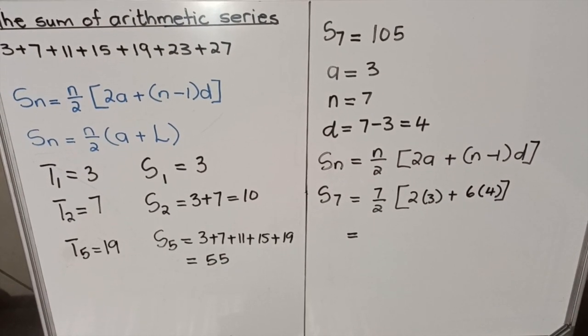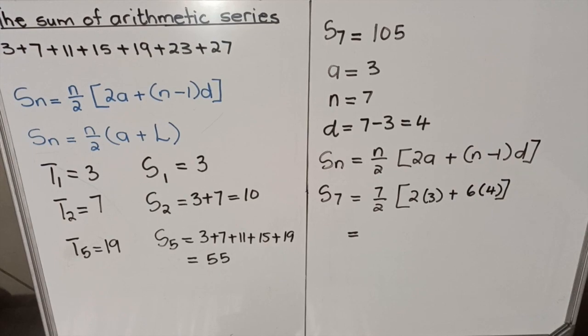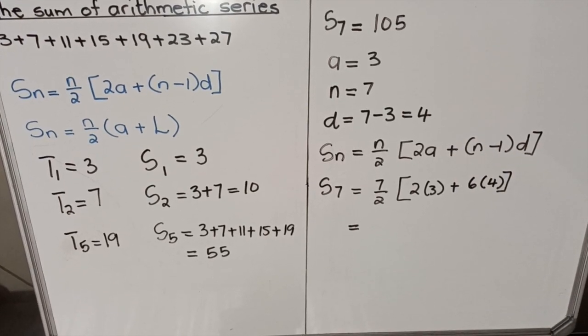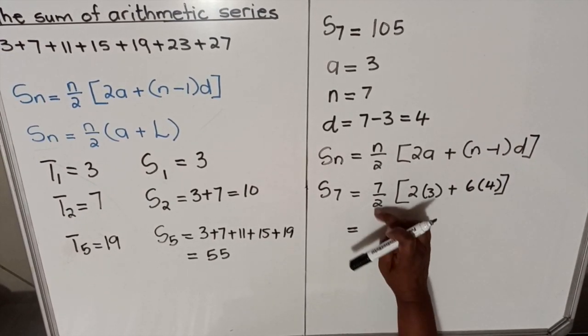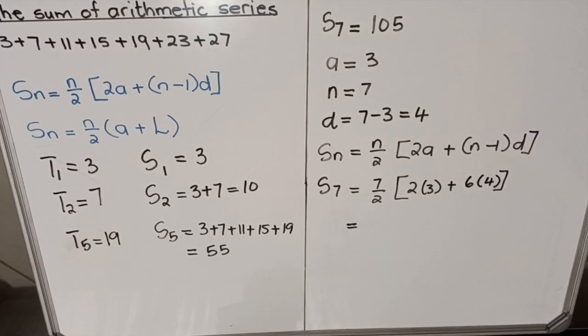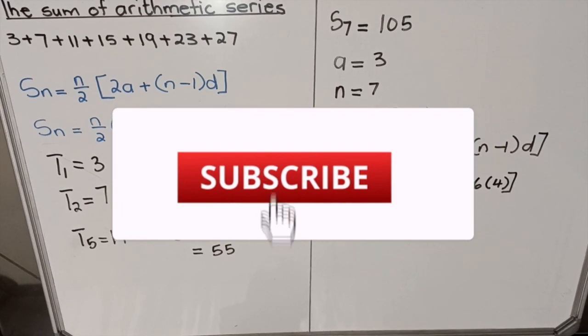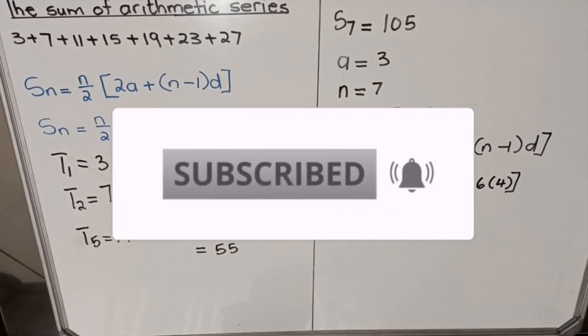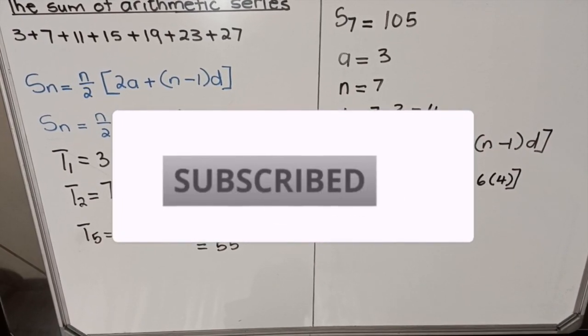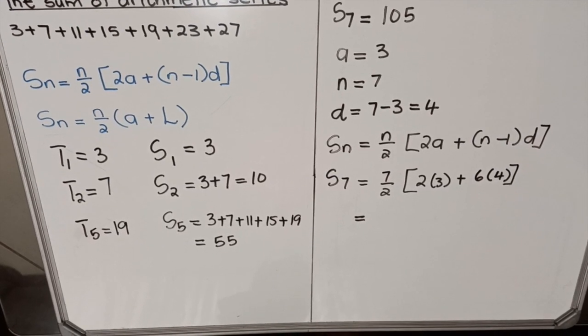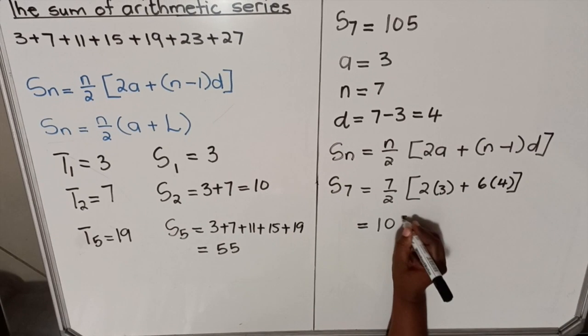When you punch this in, you go fraction 7 over 2. Most of the time, you'll find that it is divisible, so you can divide it and have one number. And then open bracket, 2 times 3 plus 6 times 4. Don't forget to close the bracket, then say equals to. So your answer is 105.